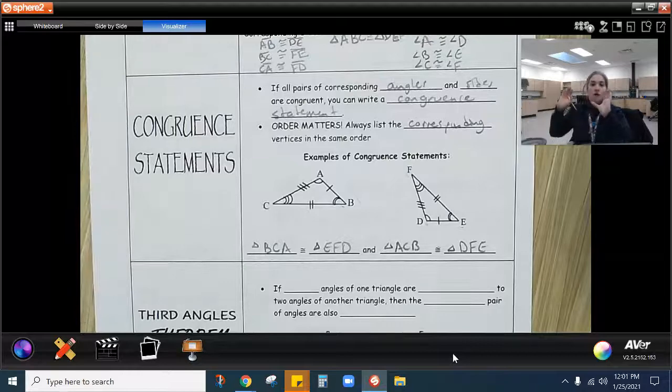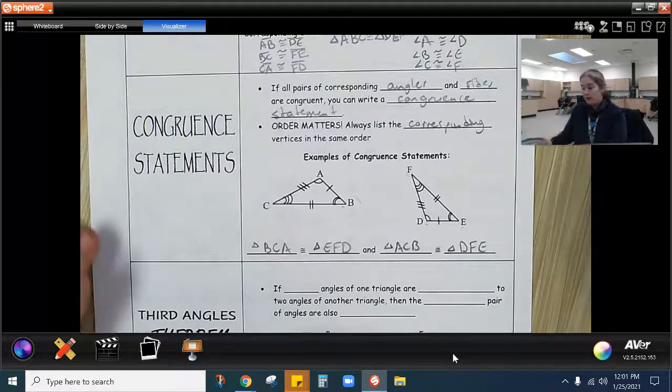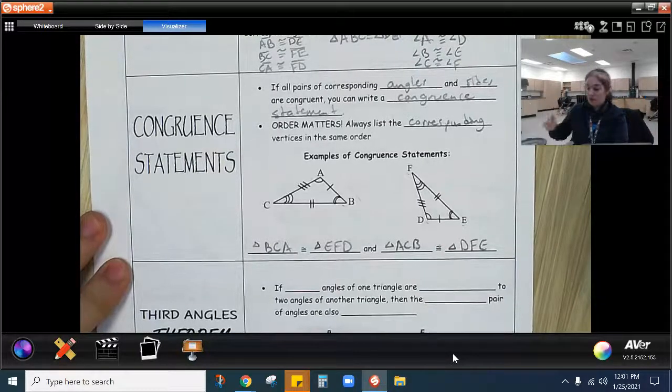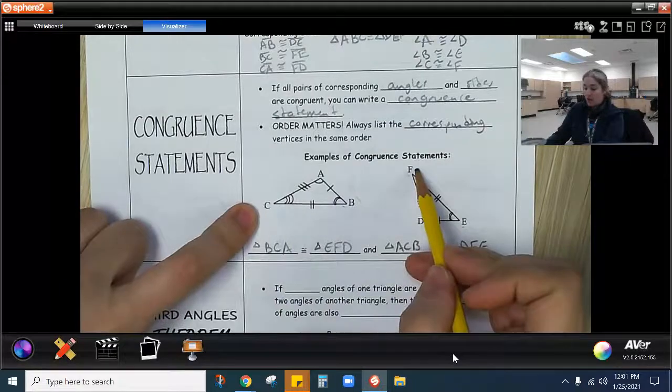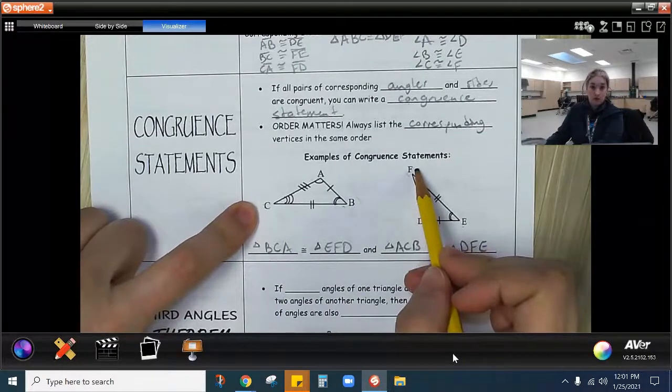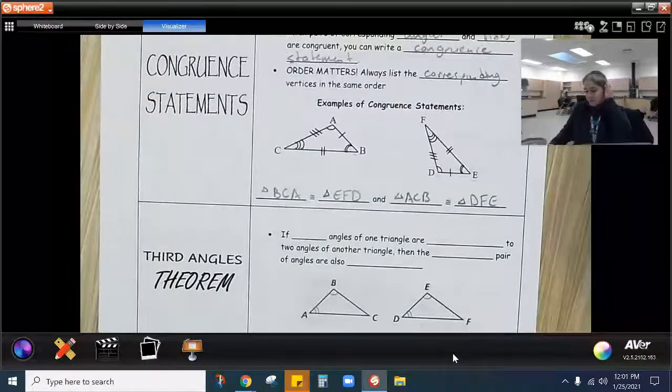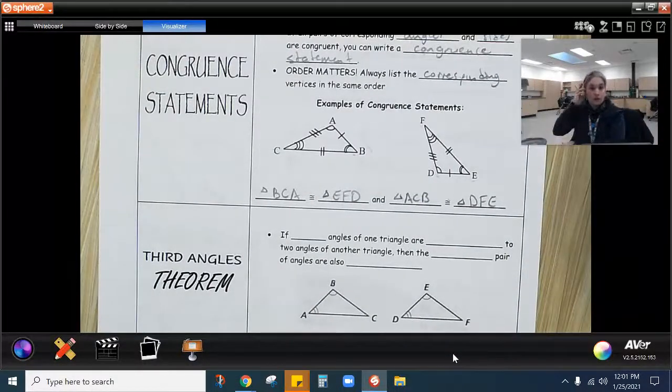All right, those are all correct ways to write the corresponding congruency statements. All of those have the corresponding vertices matching up, the corresponding parts match up, and so the order is perfect for any of those. The key here is not that it's always alphabetical. The key here is that you want to match up the parts that correspond. Hopefully that makes sense. It's really, really, really super important, though.